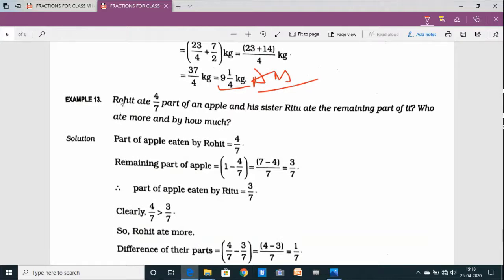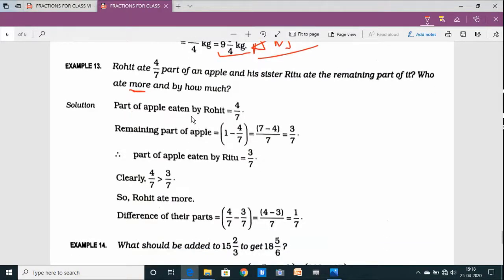The same kind of question in a word problem. Rohit ate 4 by 7 part of an apple and his sister Ritu ate the remaining part of it. Who ate more and by how much? Compare, because we need to find who ate more. The part of the apple eaten by Rohit is 4 by 7. The remaining part of the apple, here 1 is the whole. You may ask, sir, where has 1 come from? So 1 means the whole.